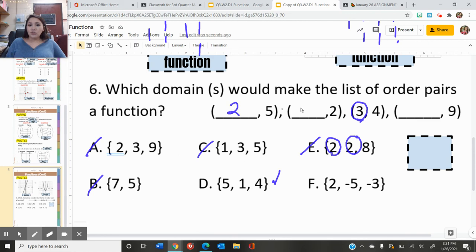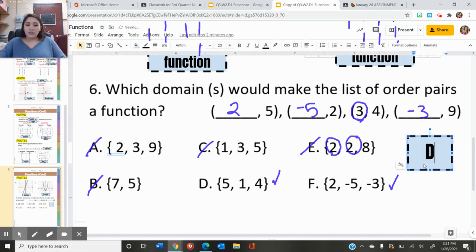So here I have 2, -5, and -3. Looking at my x values, I don't have any x's that repeat. Now here you do have a 3 and a -3, and for some of you, you might think that that is showing that your x value is repeating, but it's a positive and a negative. So they're not the same number, so that is good, and that means that D and F are the ordered pairs that would make this set of ordered pairs a function. So D and F.